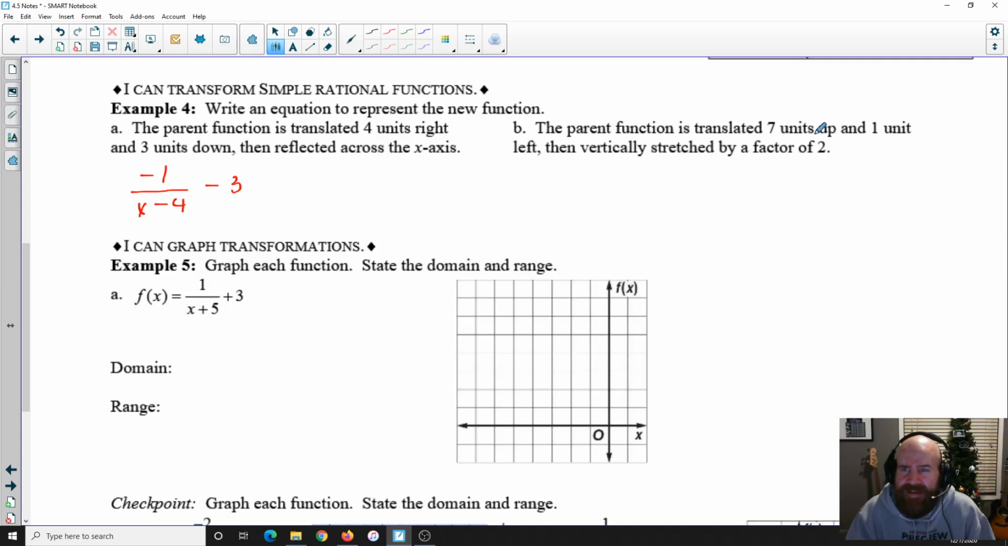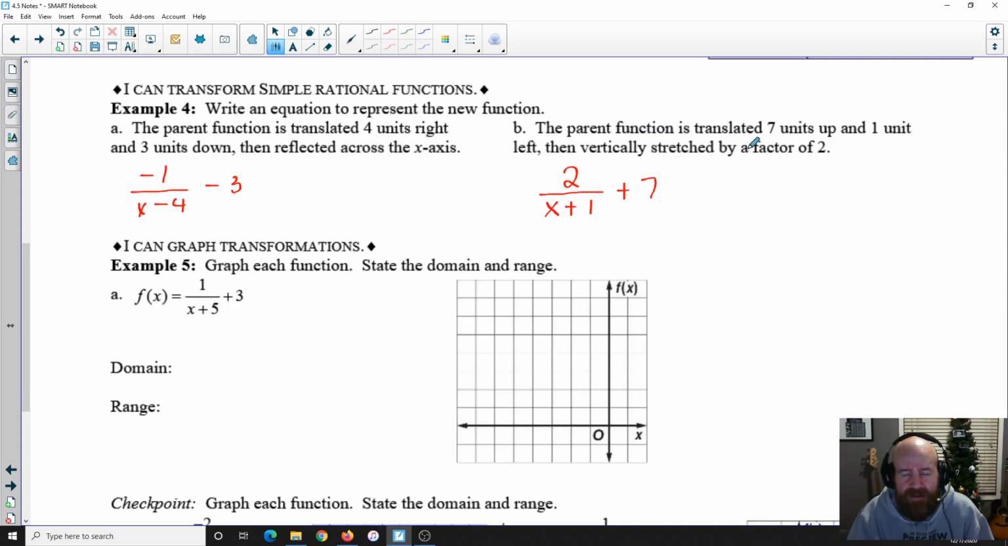Parent function's translated 7 units up, 1 unit left, and then vertically stretched by a factor of 2. So vertically stretched by a factor of 2, we're just going to multiply by 2 on the top. We're going left 1 unit, so we're going to add 1 to the x. So making sense of that, if we're shifting left 1 unit, our vertical asymptote is at 0 for the parent function, and we're going to go to negative 1 if we shift it to the left. And then up 7.